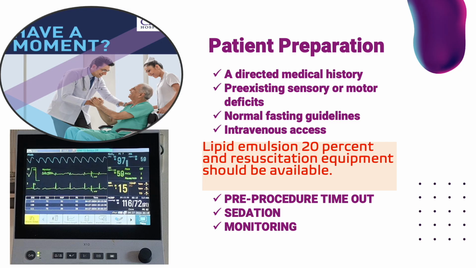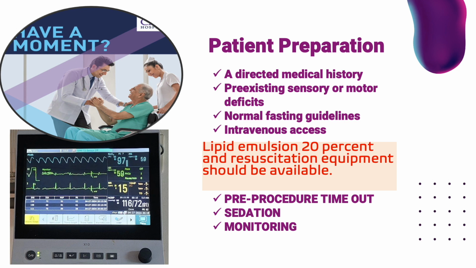So, what about the patient preparation? A directed medical history should include conditions that may impact a decision to perform a block, such as coagulopathy or respiratory compromise. It is prudent to examine the patient for pre-existing sensory or motor deficits in the distribution of the block. It also gives us an opportunity to make the patient familiar with the precautions and the care needed during the recovery of the block.